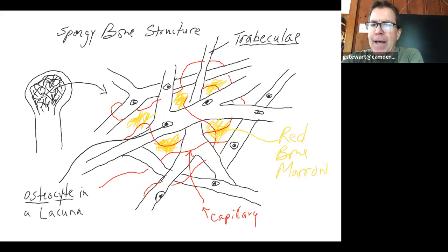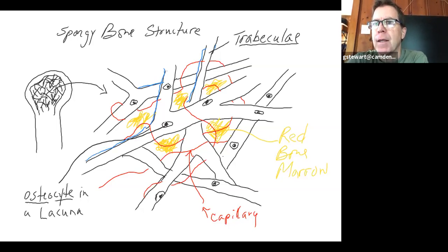That's basically the last thing that I'm going to do, is cover these trabeculi, and it's hard for me to do on a two-dimensional surface, but I'm just going to put a blue line on the surface of these trabeculi, because these trabeculi are covered with a thin, delicate connective tissue. It's the same stuff that lines the medullary cavity in a long bone. It's endosteum, or we say endosteal tissue.